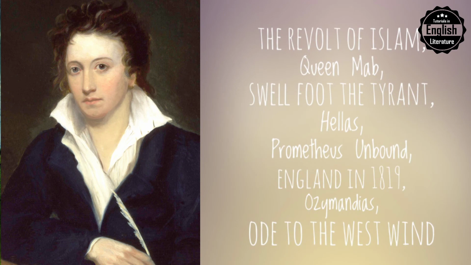While first generation romantics were repelled by the gory aspect of the revolution, second generation romantics such as Lord Byron and Percy Bysshe Shelley held the revolution's principles in a more idealistic way. The spirit of the revolution breathes vigorously in Shelley's poetry. All his important works such as The Revolt of Islam, Queen Mab, Swellfoot the Tyrant, Hellas, Prometheus Unbound, England in 1819, Ozymandias, and the incomparable Ode to the West Wind are full of revolutionary spirit.